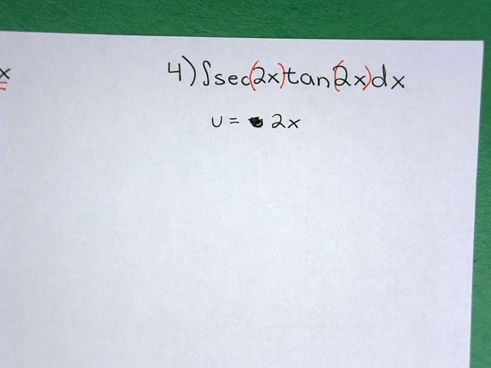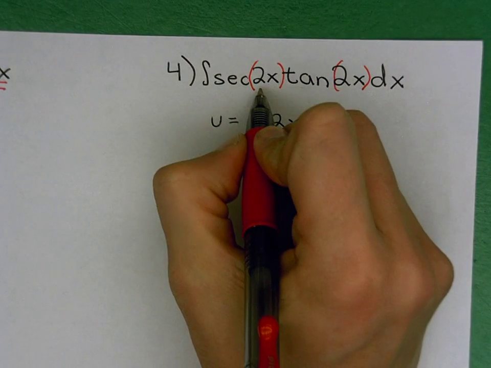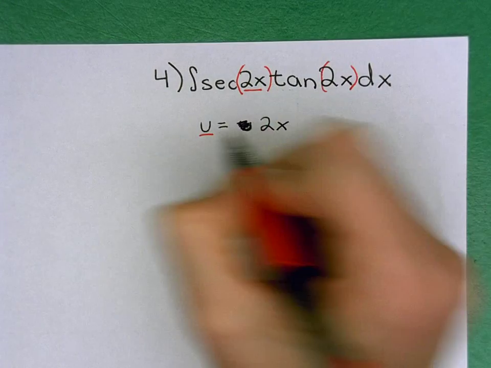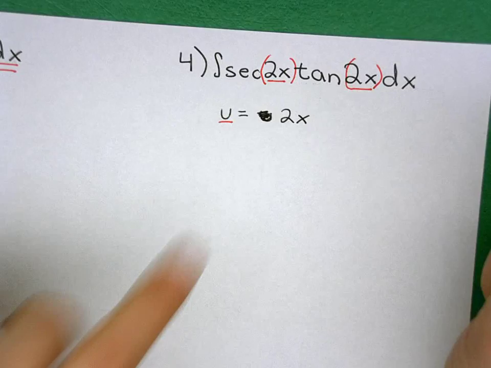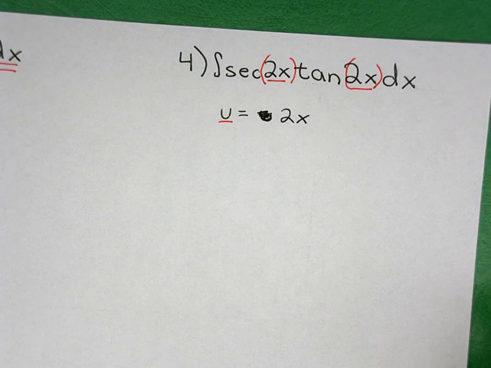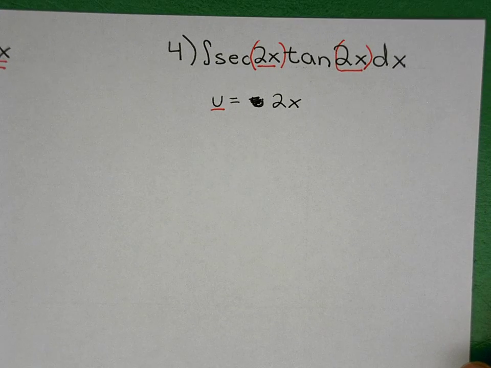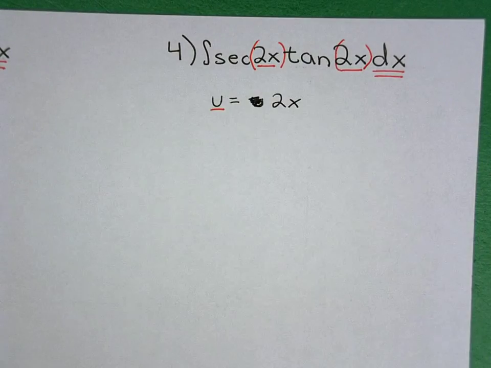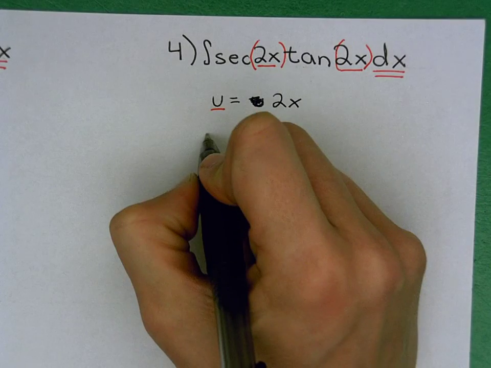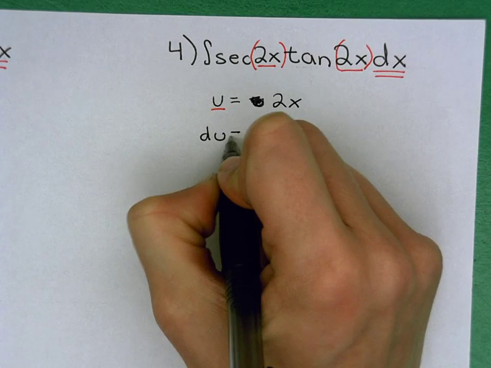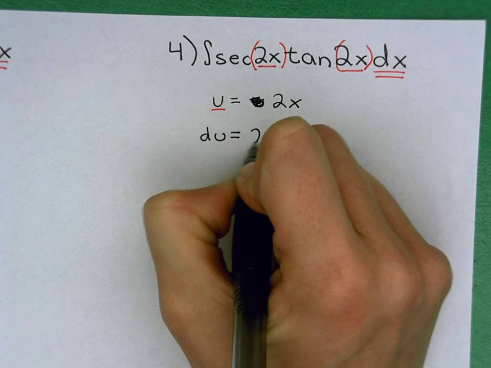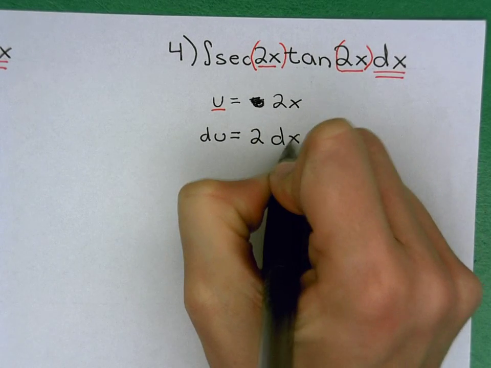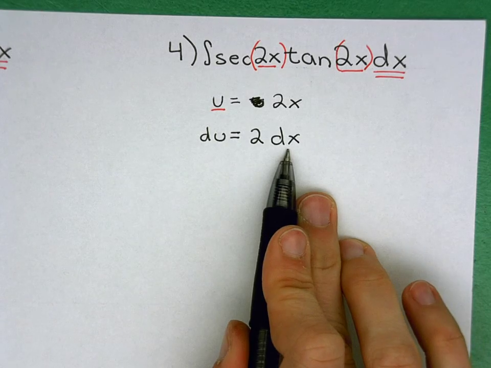Okay, and if in fact that is my correct u, because I'm going to be able to get rid of that 2x and that 2x with my u, if that's in fact the correct u, then I should be able to get rid of this dx piece when I take my du. Okay, so we're going to go ahead and take our derivative here. The derivative of 2x is 2 dx. Sure enough, there's my dx.